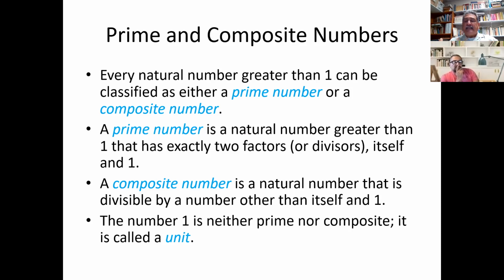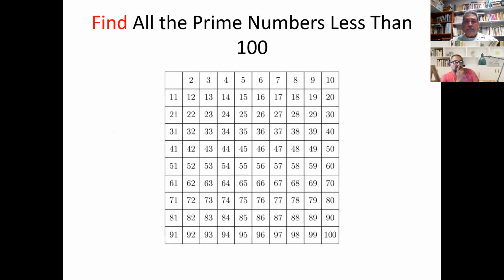A composite number is a natural number that is divisible by a number other than itself and 1. For example, 8 is a composite number because you can divide it by itself. 8 divided by 8 is 1, remainder 0. You can divide it by 1, and you can divide it by 4, or you can divide it by 2, and again, you get remainder 0. So that's a composite number. The number 1 is called a unit. It's neither prime nor composite.